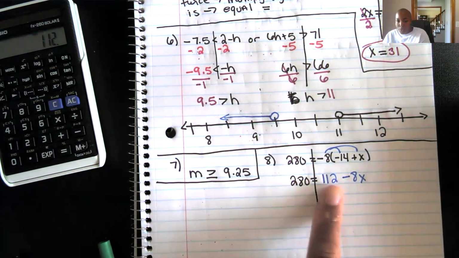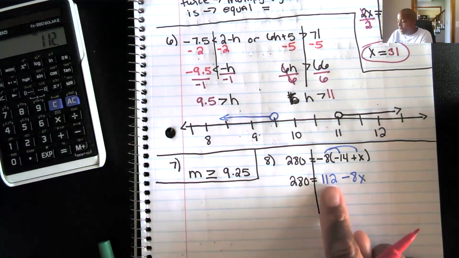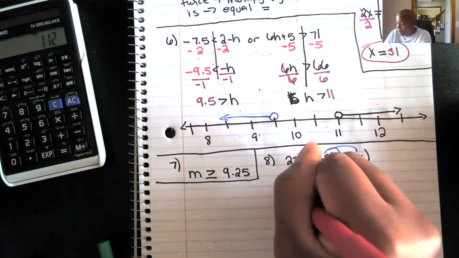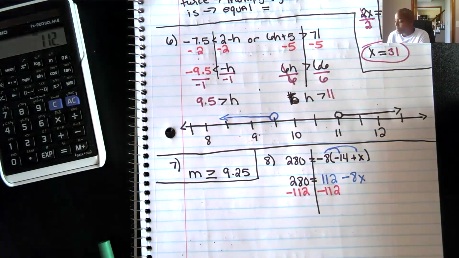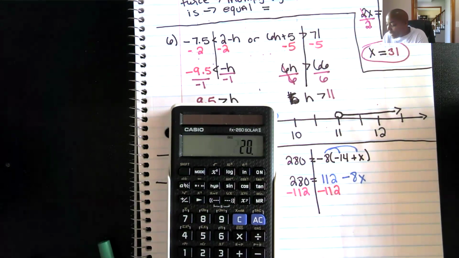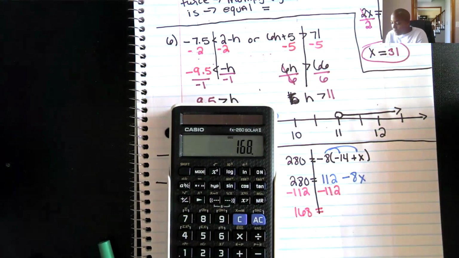Next, we have to get rid of the 112, moving it to the other side. That means opposite operation. It's a positive 112. Opposite of that is -112. All right, subtracting that. I have no idea what that is, so we're going to use a calculator. 280 minus 112 is 168. And then we have negative 8x that we brought down.